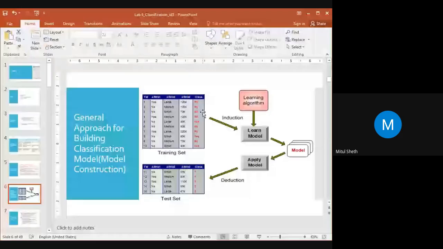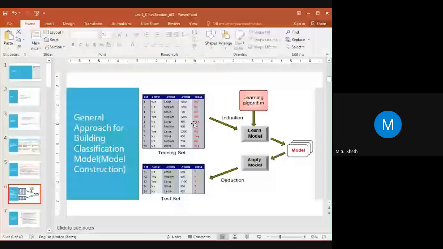But in unsupervised, we do not have a class label. For the particular data we don't know the class label. So those types of data are known as unsupervised. Here you can see your testing data is unsupervised because we don't know the class labels. So the classification model is the approach using the supervised type.